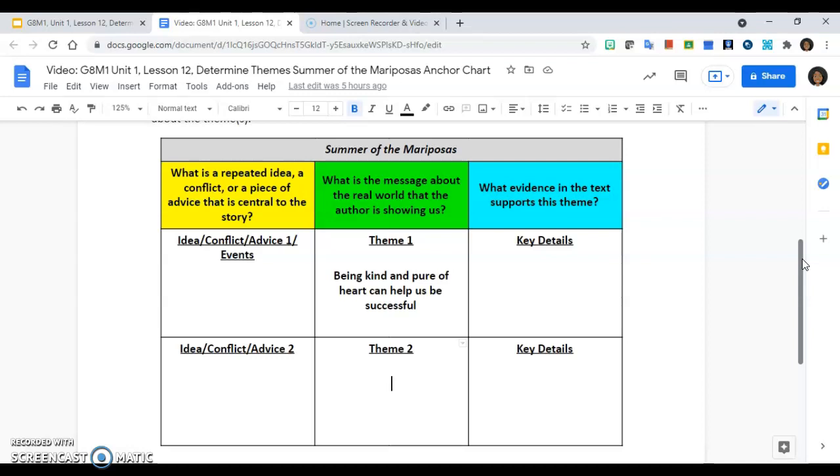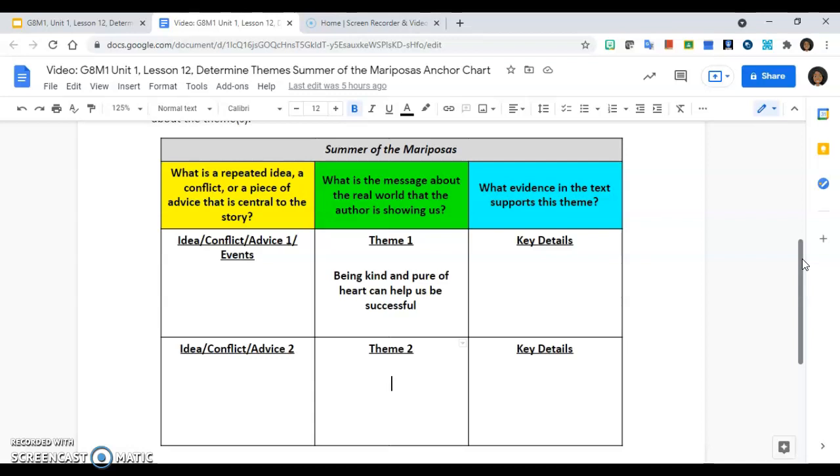The first one for us is in yellow. What is a repeated idea, a conflict, or a piece of advice that is central to the story? In green, what is the message about the real world that the author is showing? And then in blue, we have what evidence in the text supports the theme. Now, guys, please keep in mind that evidence is something that comes directly from the text, which means page numbers work the best for that.